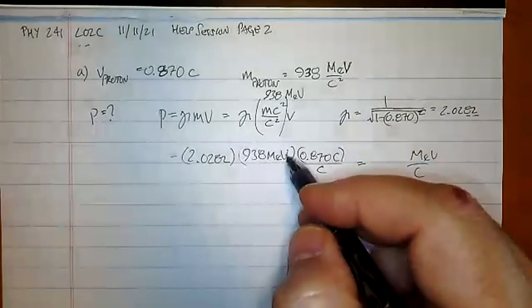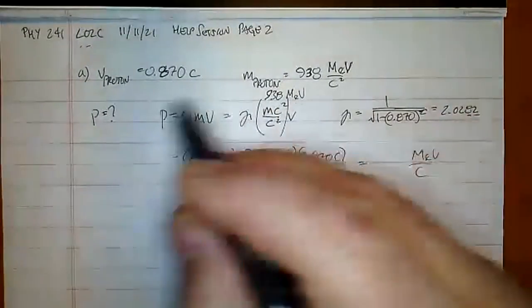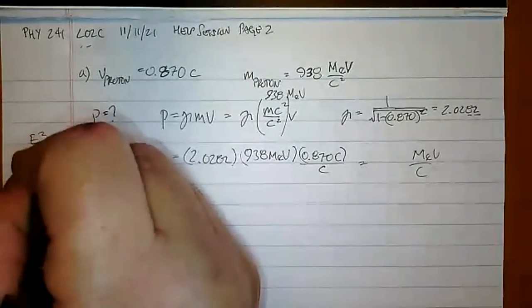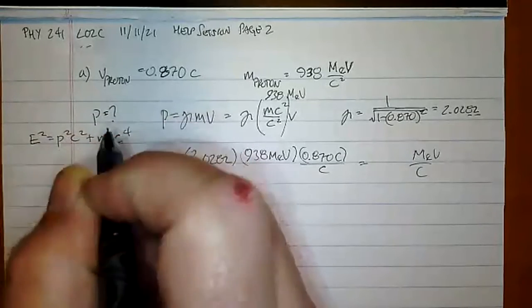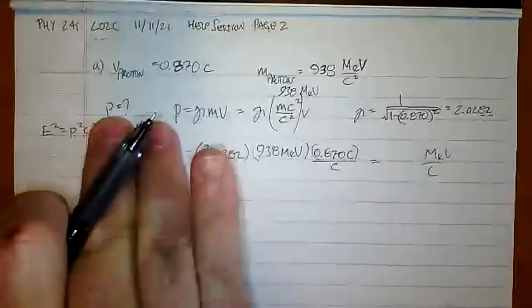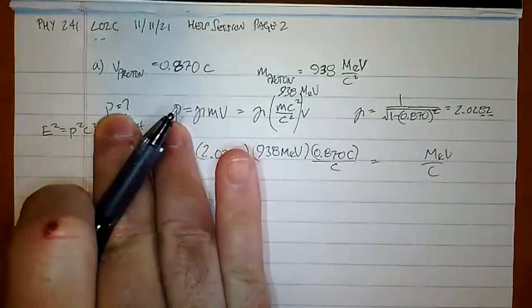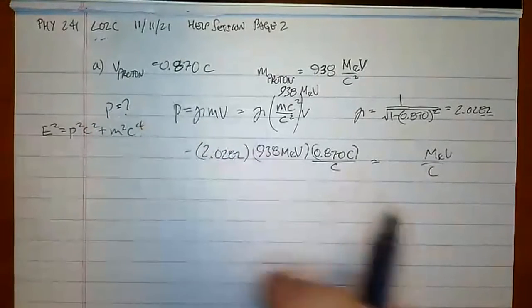So this MeV. Wouldn't you have to divide it by C squared? Just C. Energy is MeV per C squared, but momentum is MeV per C. And the reason we know that is E squared is equal to P squared C squared plus M squared C to the fourth. So you can see if you just drop that for a second, you see P must have units of E per C. The E divided by C is the units for P. So it's MeV per C.